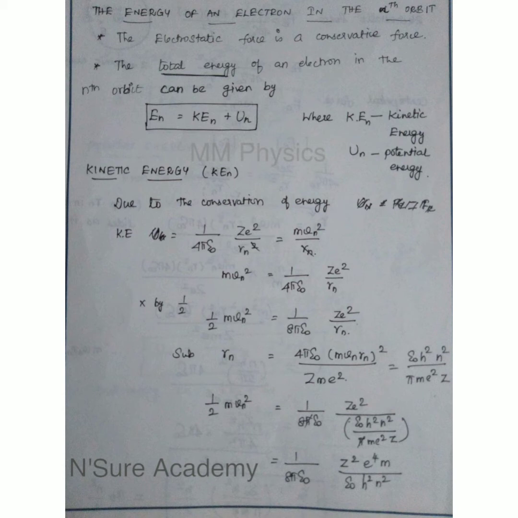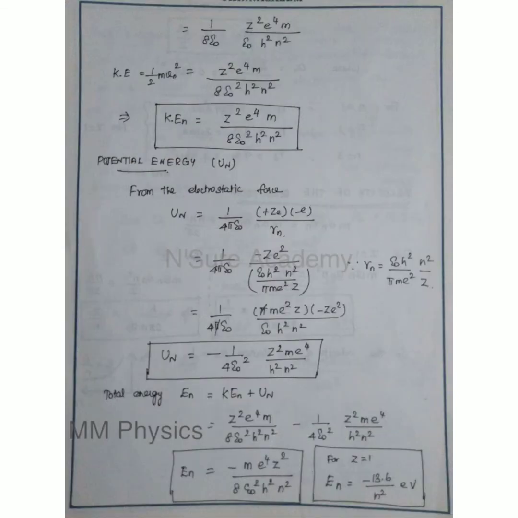What you will get? 1 by 8 pi epsilon naught into Z square e power 4 m divided by epsilon naught into h square n square. So this value is after substituting the value of rn, and we are deriving the value of the kinetic energy equation, which is equivalent to half m vn square. So Kn, the total kinetic energy of the electron in the nth orbit, can be given as Z square e power 4 m divided by 8 epsilon naught square h square n square.